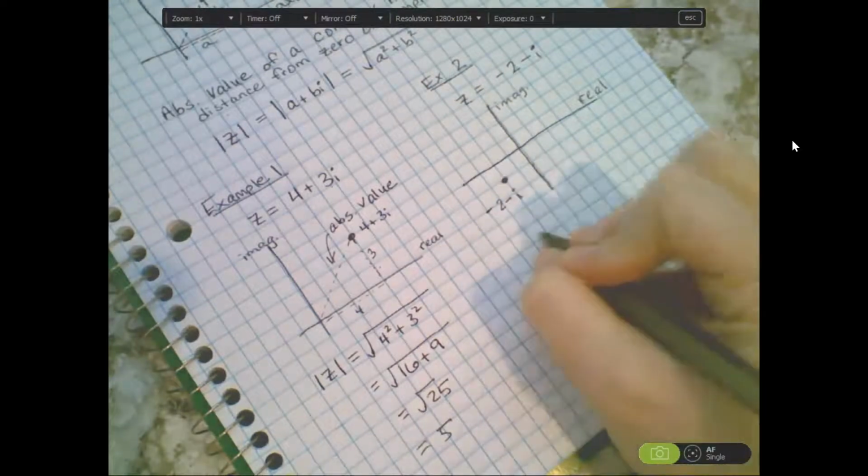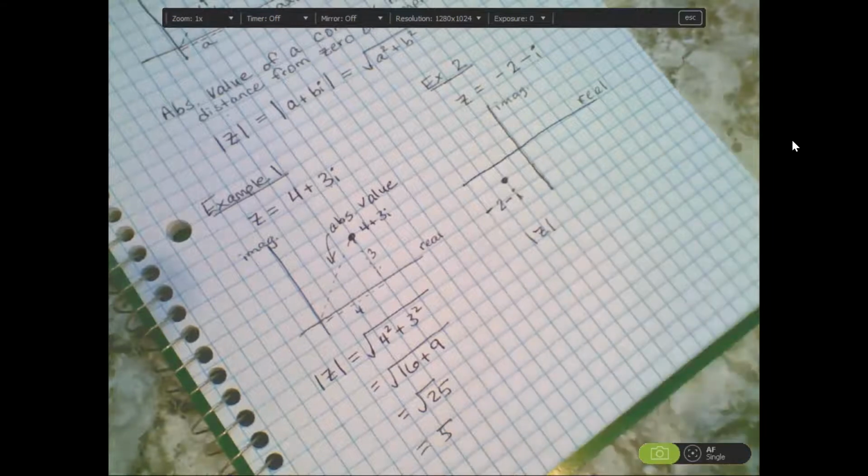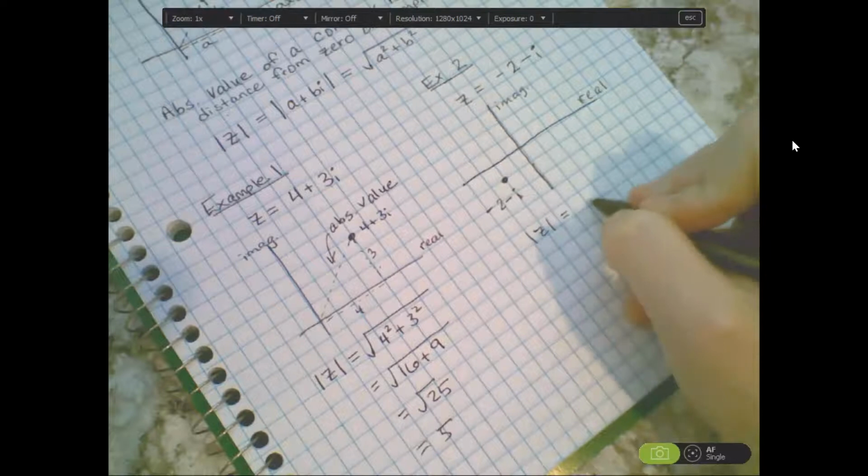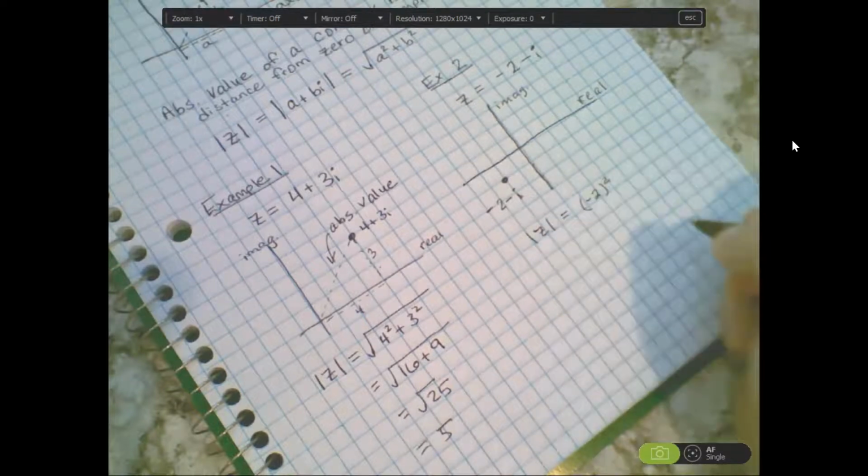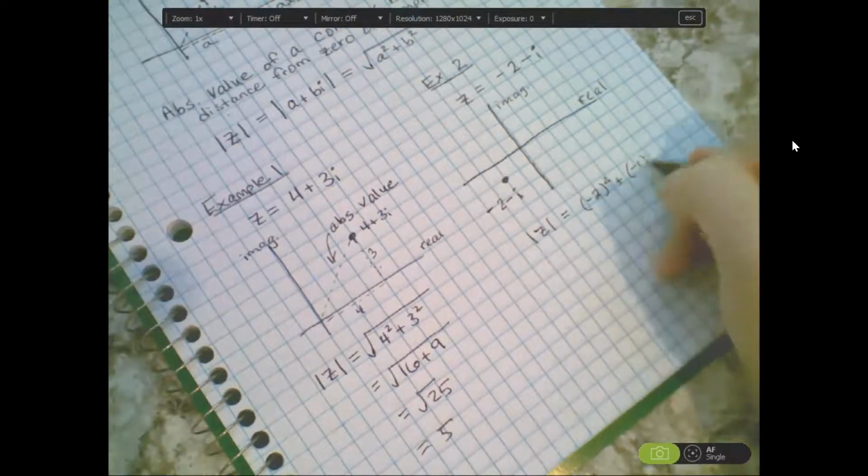And then we would do the absolute value the same way. So I've got to do -2 squared. I've got -1 squared.